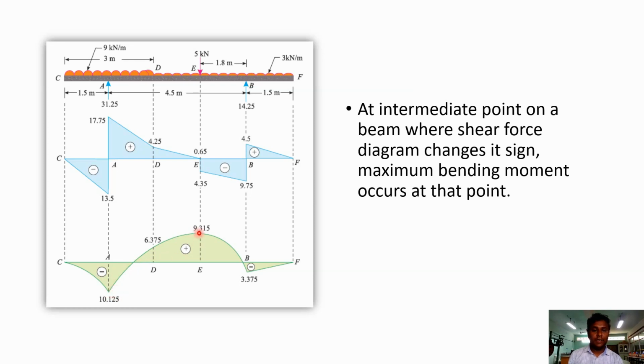Here we have 9.315, that is again a positive bending moment, and here again it is minus 3.375. Now out of these three spans, afterwards we can decide which one is the maximum bending moment. But for that particular span, we can find where there is a change in the shear force diagram from negative to positive or from positive to negative, the respective bending moment diagram is always maximum.